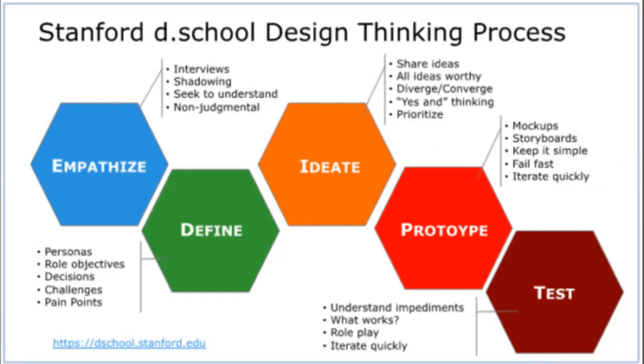Then in prototype, we talk about mock-ups, storyboards, keeping it simple, keeping it fragile, fail fast, fail early in order to succeed later, or in order to succeed sooner, I might say. Iterations, quick iterations. And then in the test phase, we talk about impediments, what works. It could be role plays, iterate quickly.